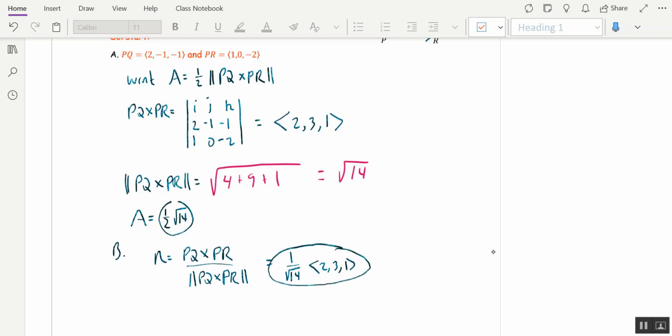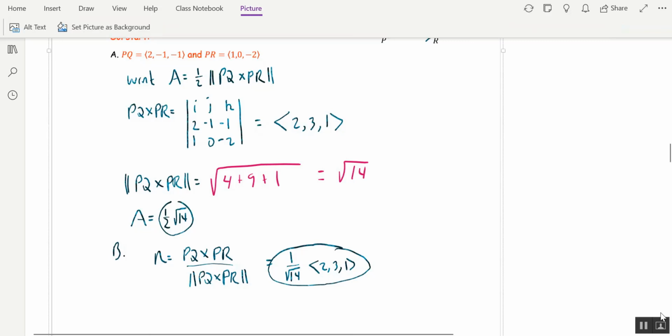Okay, and then there's a little bit about torque that you can read on your own, and that is the end of this section.